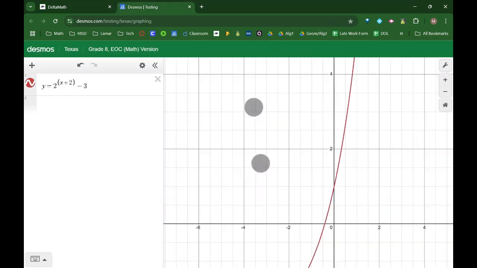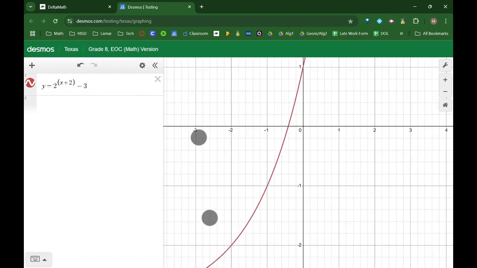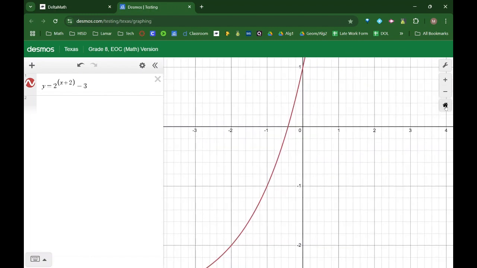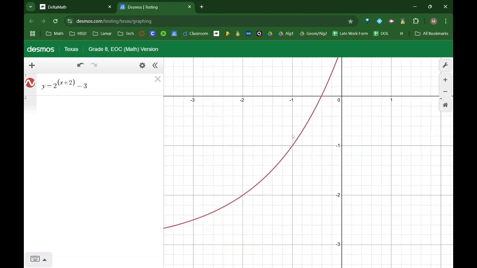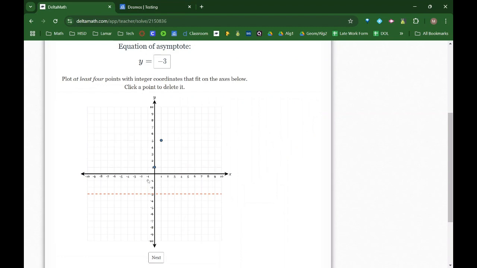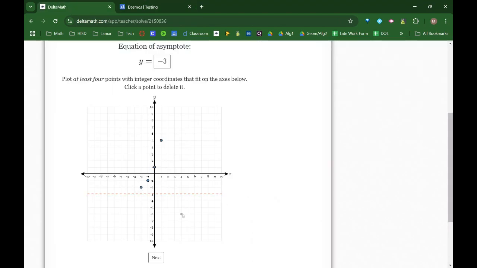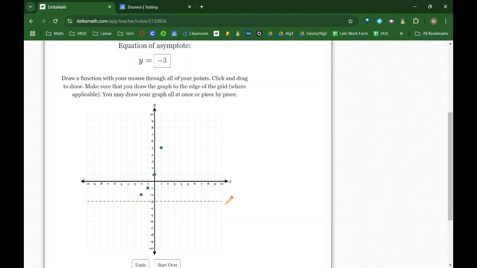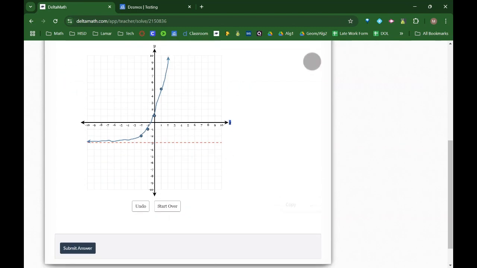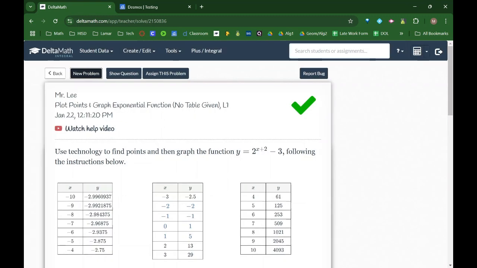Let's go to -1. And that looks like it's -1. Let me rescale this here. -1 comma -1 is a point here. So let's use that. And then we need 4 points. So let's use -2 comma -2 down here. Cool. And that's going to ask us to graph this. So I recommend starting at the asymptote, going up through the points, and then going infinitely up. And hopefully it accepts that.